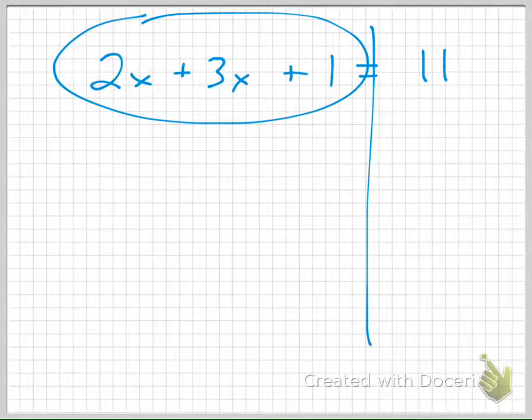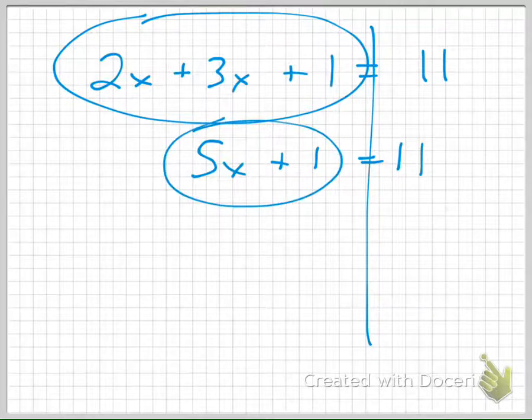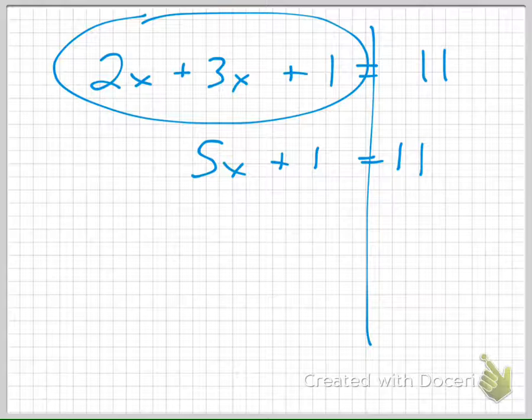2x plus 3x is 5x. So I'm going to go 5x plus 1 equals 11. Now that everything's cleaned up, I can't combine the 5x and the 1, right? Now that it's simplified, now is when you go in reverse order of operations. Does that make sense? Okay.